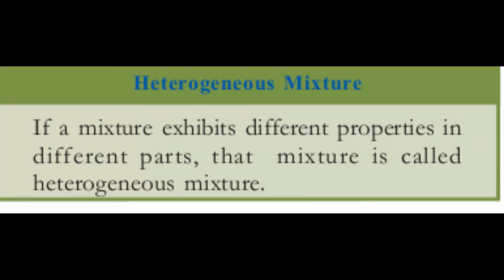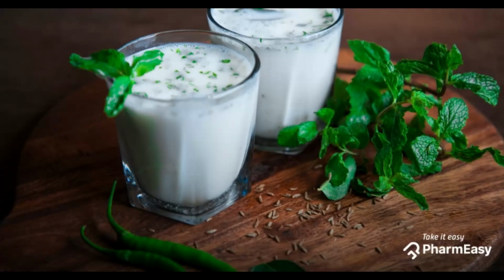If a mixture exhibits different properties in different parts, that mixture is called a heterogeneous mixture. Okay. Take the case of buttermilk in a glass tumbler and observe what particles you can see. Are they distributed uniformly? Sambharam. When you observe this, water, curd, curry leaf, ginger, chilli are observed.